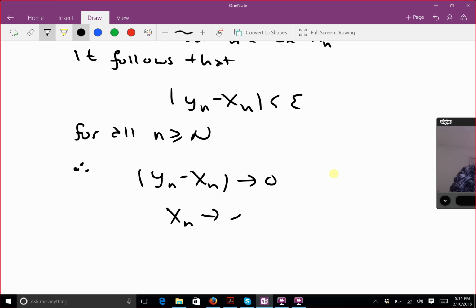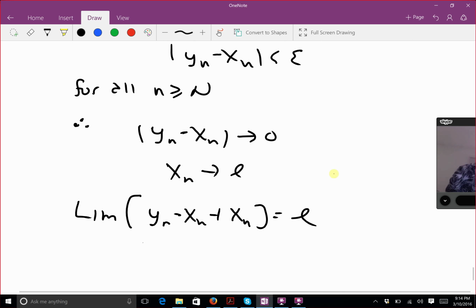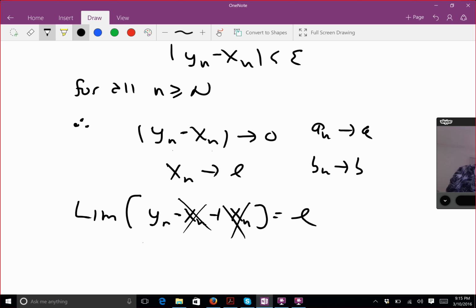And the limit xn converges to L. So when I take their sum, the limit of yn minus xn plus xn, this converges to L, and that's the limit of yn. Remember that theorem that says that if an converges to A and bn converges to B, when you add them, it converges to A plus B? This sequence is like my an's, this is like my bn's. When I add them, these cancel, and I get the limit of yn goes to L.